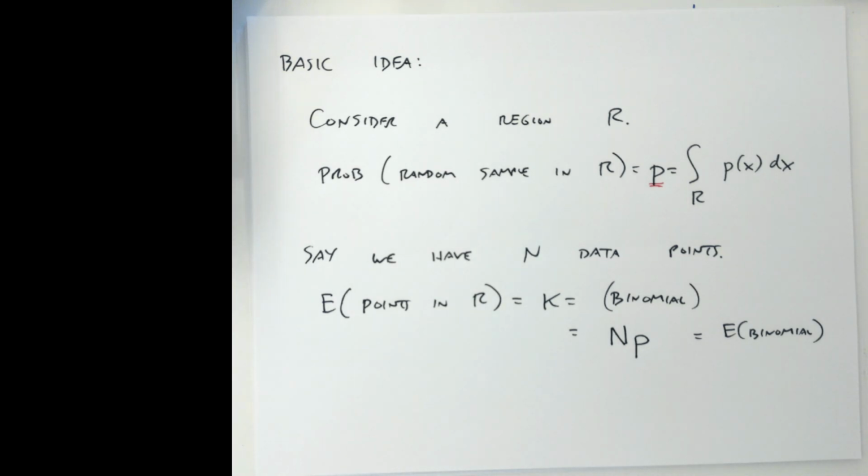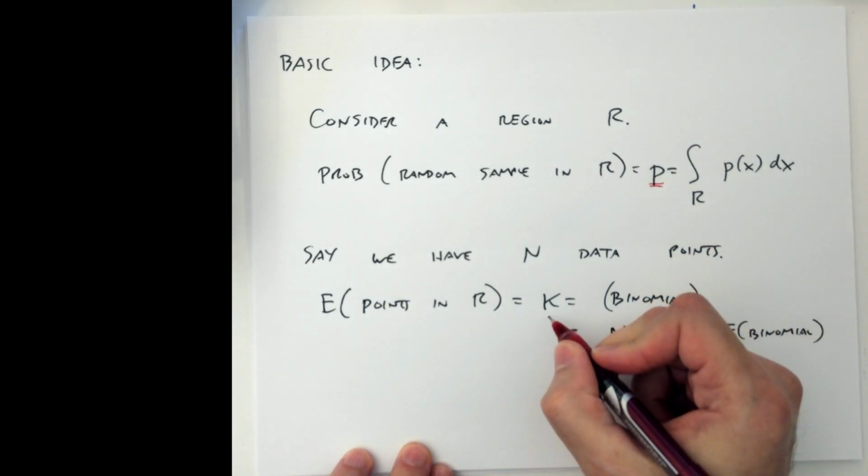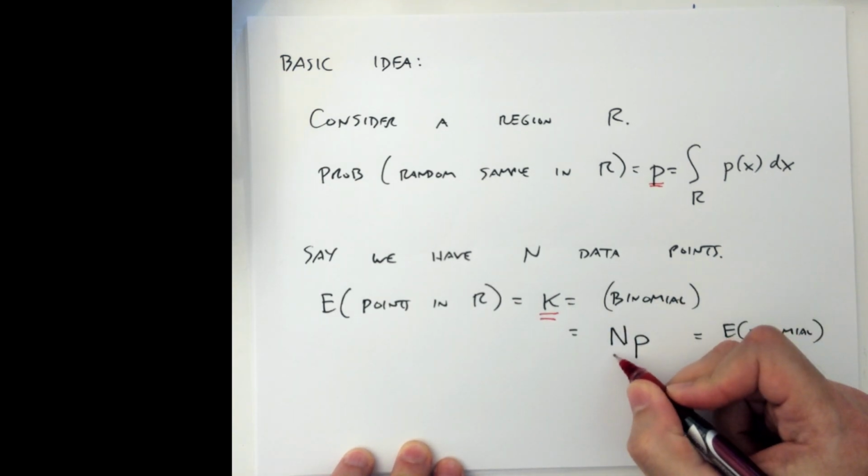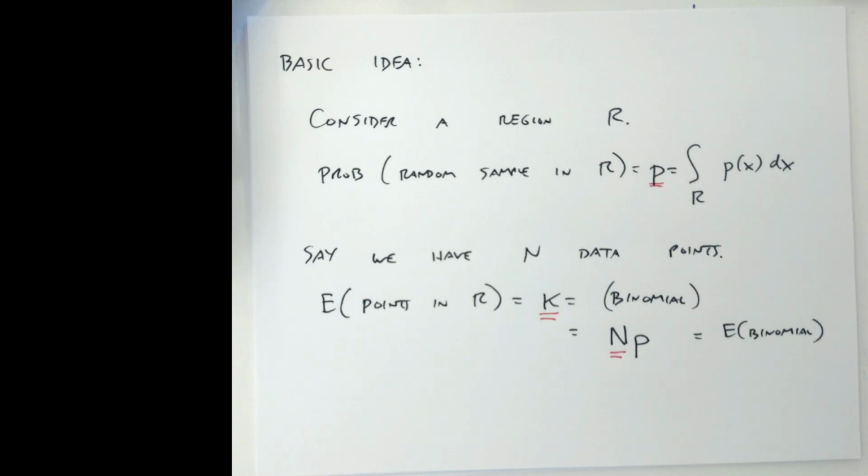So basically what I'm trying to do is build something out of a bunch of these numbers. K is the number of points inside the region, n is the total number of points, and P is the probability of success, of being in the region.